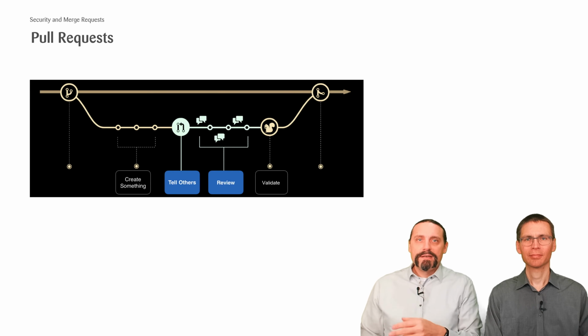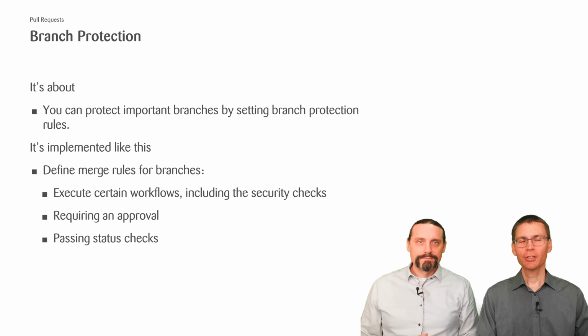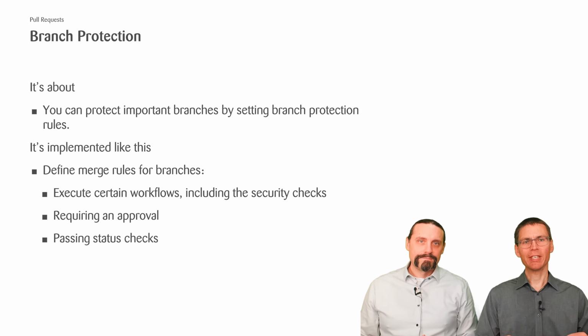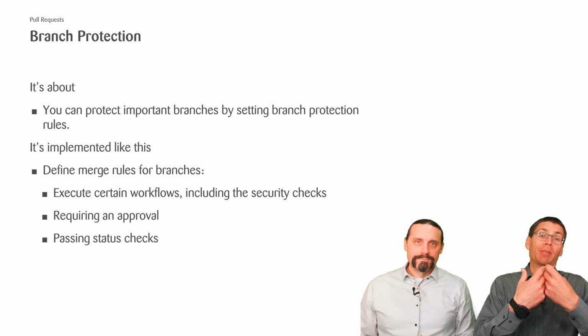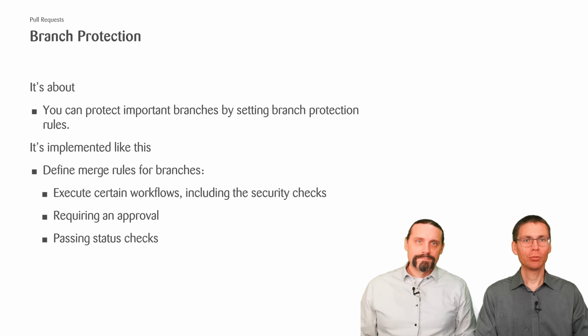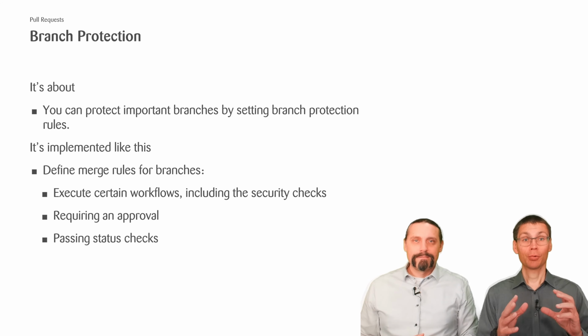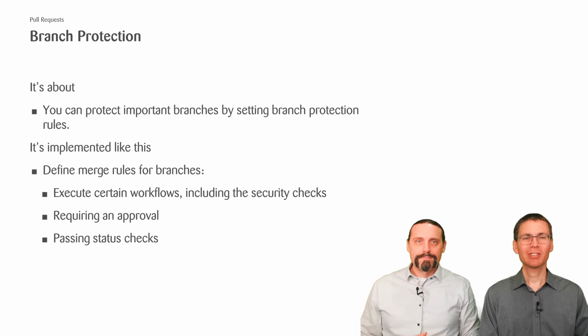So in summary, here you can see how such a pull request looks like and what the different steps of a pull request are. Branch protection is the means to enforce the steps we saw before we actually merge into the target branch. Branch protection is all about defining the rules that must be applied before we can merge into a target branch.